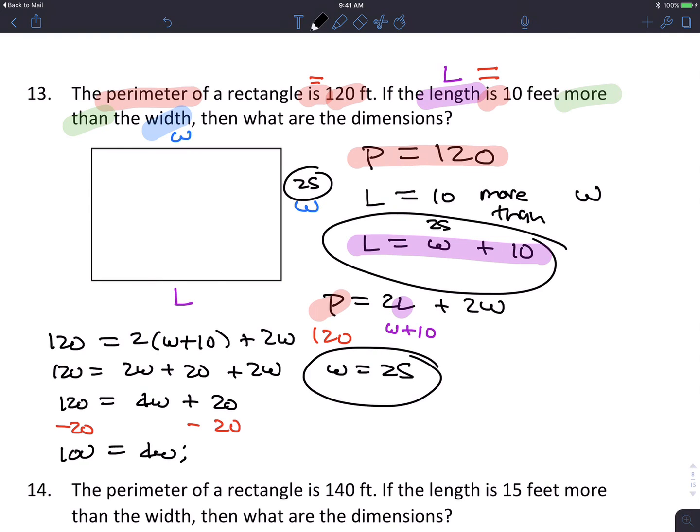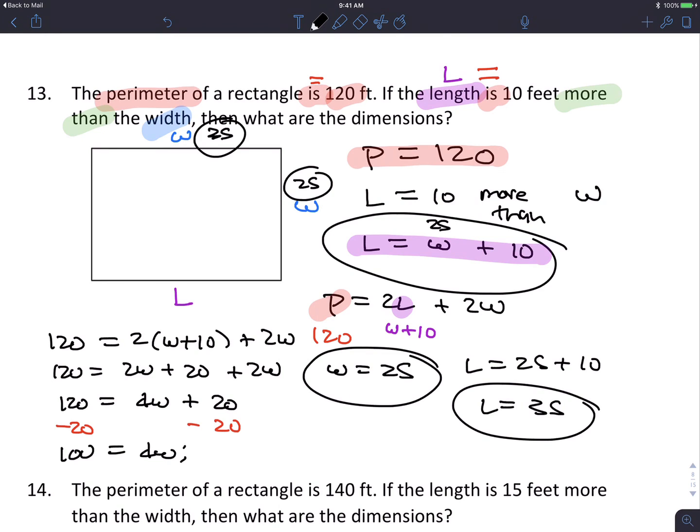And if 25 is the width, I know if I simply add 10, I get the length. So my length is going to be 25 plus 10, or we say the length is actually 35. And these are in feet. So I got 35 feet for the length. Let's put it down here. And the width is actually 25 feet. So that kind of makes sense. That's number 13.